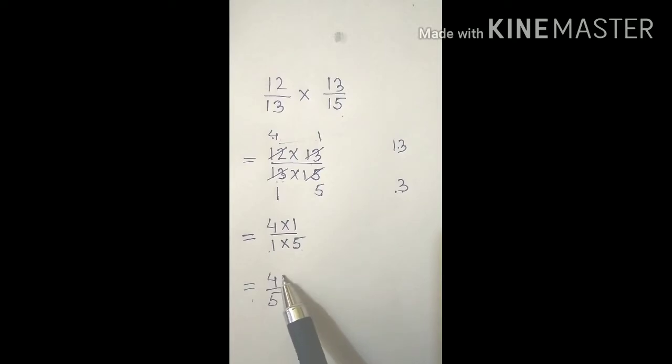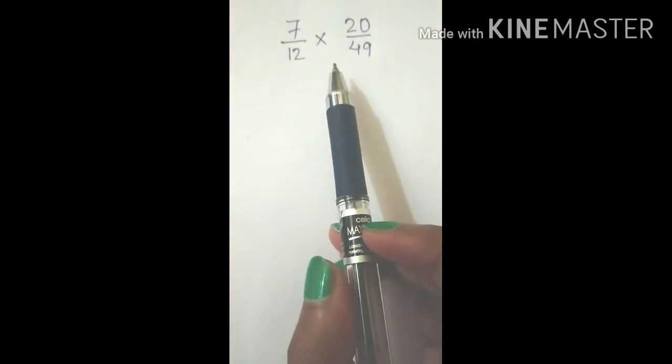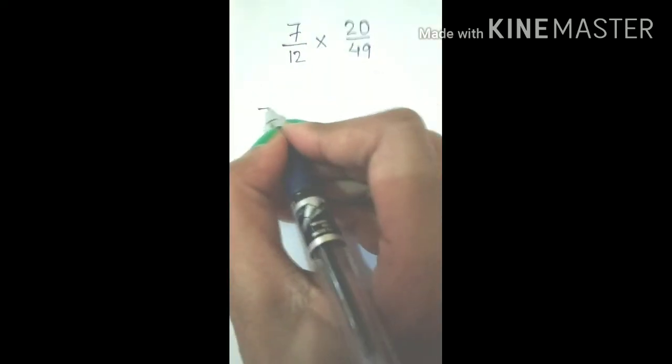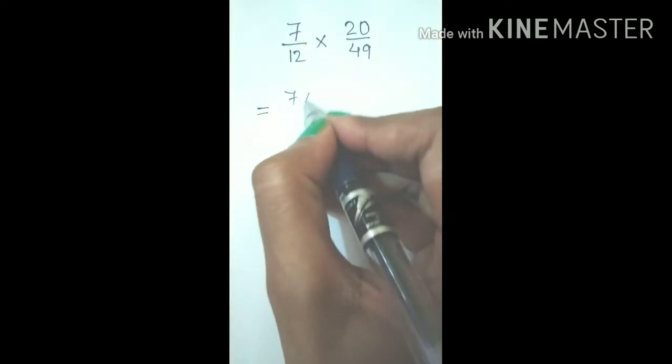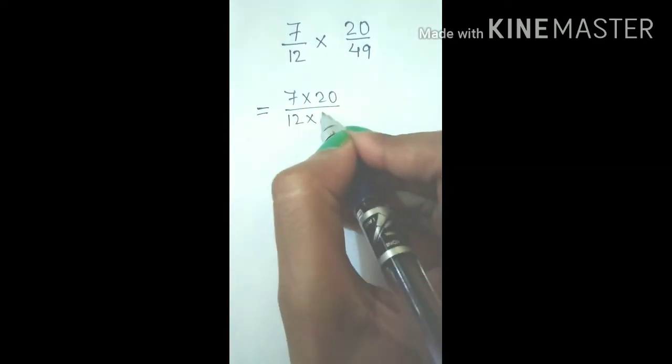And since there is no common factor between the numerator 4 and the denominator 5, this is in its simplest form. Now look at this question. Even in this question, we need to multiply these two fractions. So we can write this as 7 multiplied by 20 and 12 multiplied by 49.